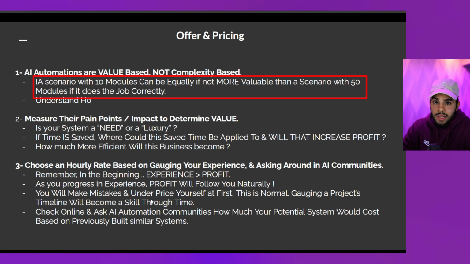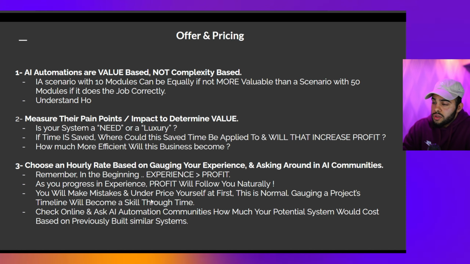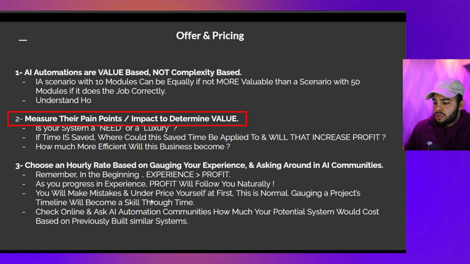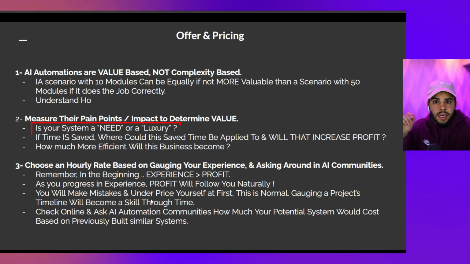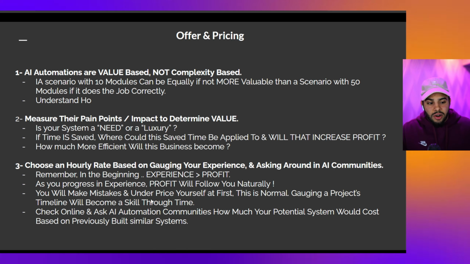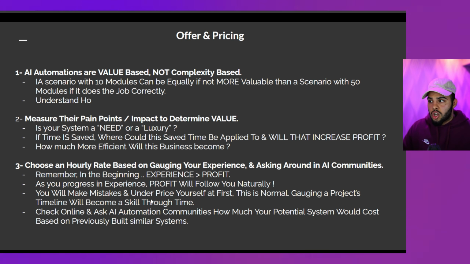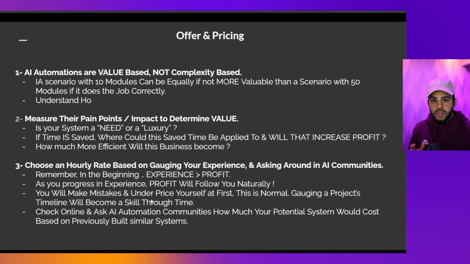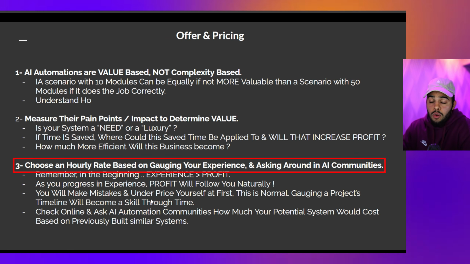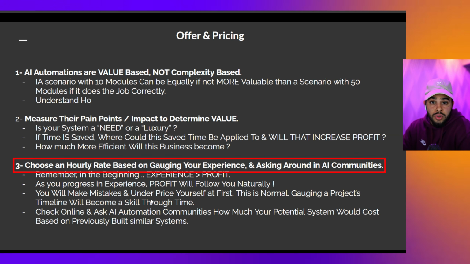You are selling value. You're not selling complexity. So a good rule of thumb is measuring out how big of an impact this pain point is to the person you're talking to. Is it something they need, or is it something that they can get away with not having? Is it a critical thing in their operation, or is it just a fancy thing that's just a cherry on top of their business? Based on the value of the system, you're going to want to choose an hourly rate that you can determine for yourself.